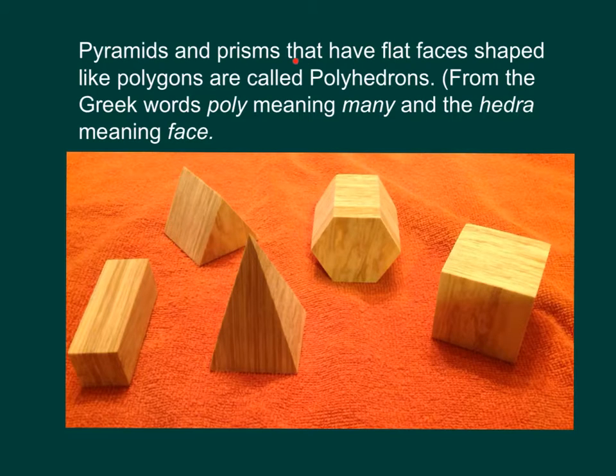Pyramids and prisms that have flat faces shaped like polygons are called polyhedrons, from the Greek word poly, meaning many, and hedra, meaning faces. As you can see, these are flat surfaces with polygon faces. Here's a triangle, here's a hexagon face, here's a square face.